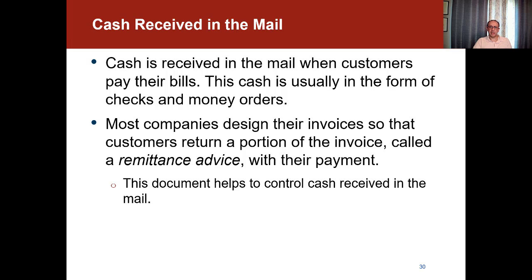So now let's talk about cash received in the mail. That's another important thing that we have to consider whenever we are thinking about controls. Cash is received in the mail when customers pay their bills. This cash is usually in the form of checks and money orders. Most companies design their invoices so that customers return a portion of the invoice, which we call the remittance advice, with their payments. This document helps to control cash received in the mail. Usually you get the check or the money order with this remittance advice, and that way you can match which customer the check is paid by, for what payment, and so on.